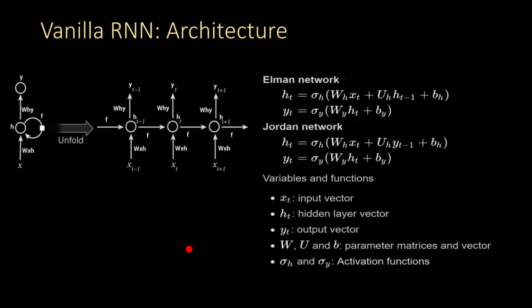Now, there are various recurrent neural net architectures. As far as vanilla recurrent neural nets are concerned, and you'll see why we call it vanilla in the future, there are two that are very common. One is the Elman network and one is the Jordan network. Now, can you pause the video and figure out which one of these, Elman network or Jordan network, is represented by this graph?